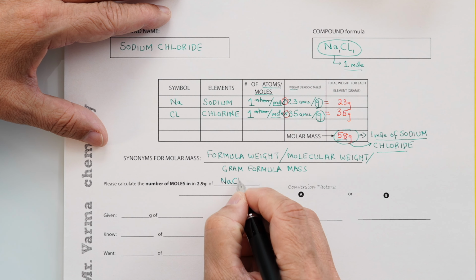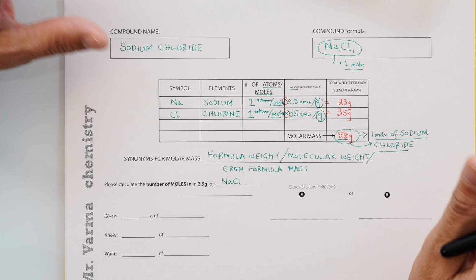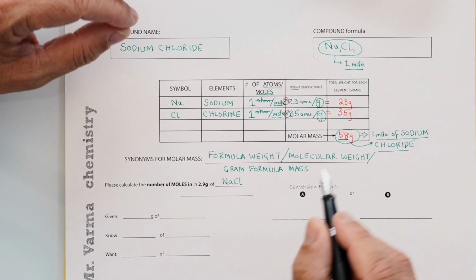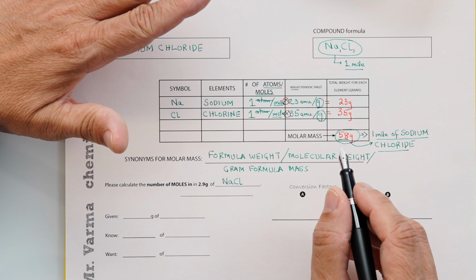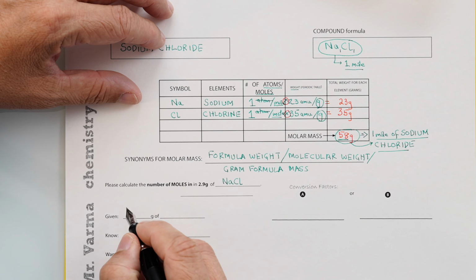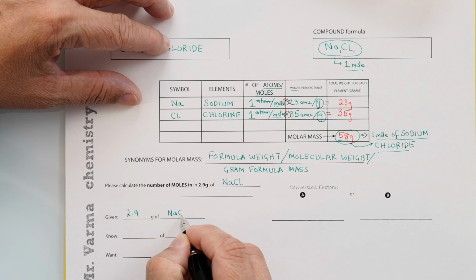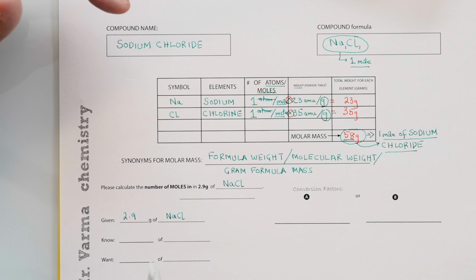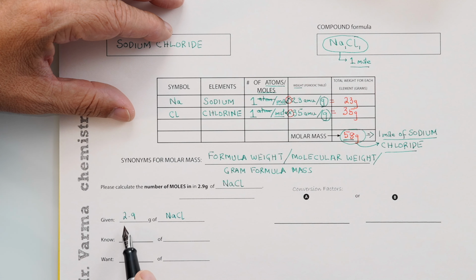So we're going to stick with sodium chloride, and all we're trying to figure out is how many moles are in 2.9 grams of chemicals. That's what we're trying to do here. So you're calculating the number of moles in 2.9 grams of sodium chloride. Your given is 2.9 grams of NaCl. Once you get good at writing formulas, it's important that you actually write the formula next to the mass. So we've got 2.9 grams of sodium chloride.